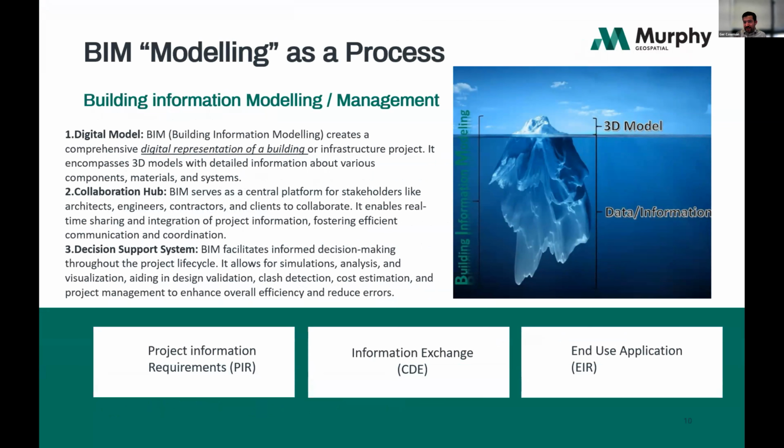The BIM model creates the comprehensive digital representation of the building or the infrastructure and encompasses the 3D models with the detailed information, the materials and the systems. But there are still two parts of the management system: the collaboration hub as the central platform for the stakeholders, which enables real-time sharing and integration. And then the decision support system, the processes where BIM facilitates informed decision-making throughout its life cycle, allowing for simulations, analysis, and visualization, aiding the design, validation, and clash detection.